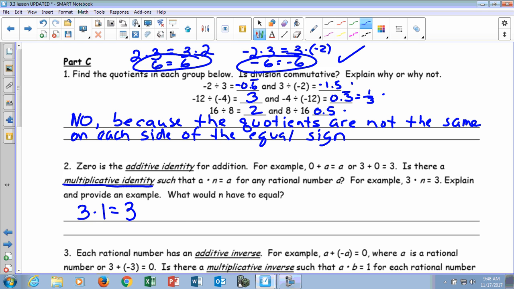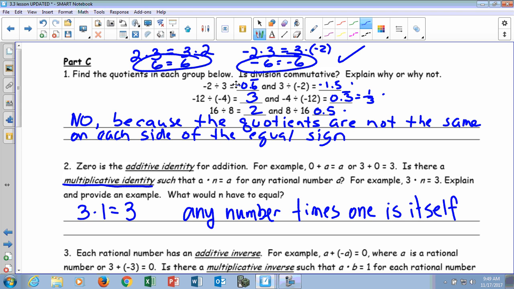So the multiplicative identity states that any number times 1 is itself. It could be 1,000,000 times 1. The answer is a million. So it kind of serves the same thing. But 0 wouldn't work for a multiplicative identity, right? Because if I multiply any number times 0, what is it? 0. It's not itself, is it? That's why it's 1.